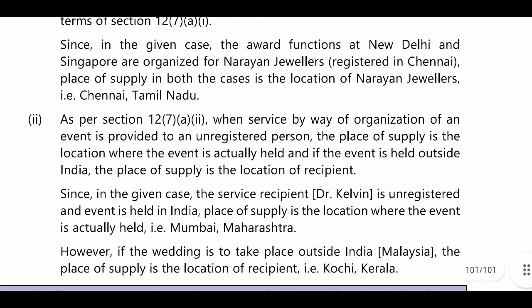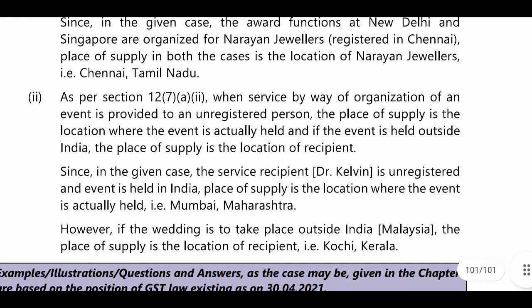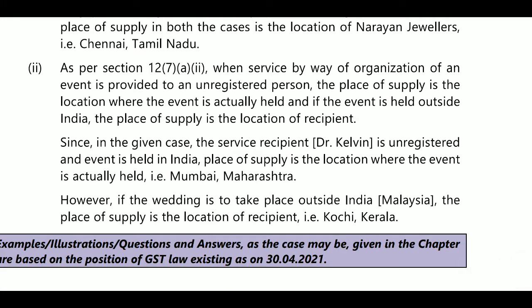As per Section 12(7), when services by way of organization of an event are provided to an unregistered person, the place where the event is actually held will be taken as the place of supply. So the location where the event is actually held is the place of supply, and if the event is held outside India, the location of the recipient will be considered. Since in the given case the service recipient, Dr. Kelvin, is an unregistered person, the place of supply will be Mumbai, a place located in India. The event being held in India, the place of supply is the location where the event is actually held, that is Mumbai, Maharashtra.